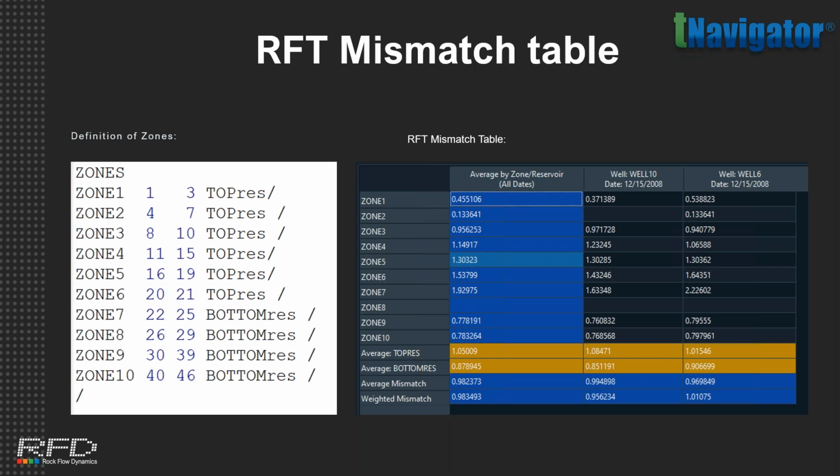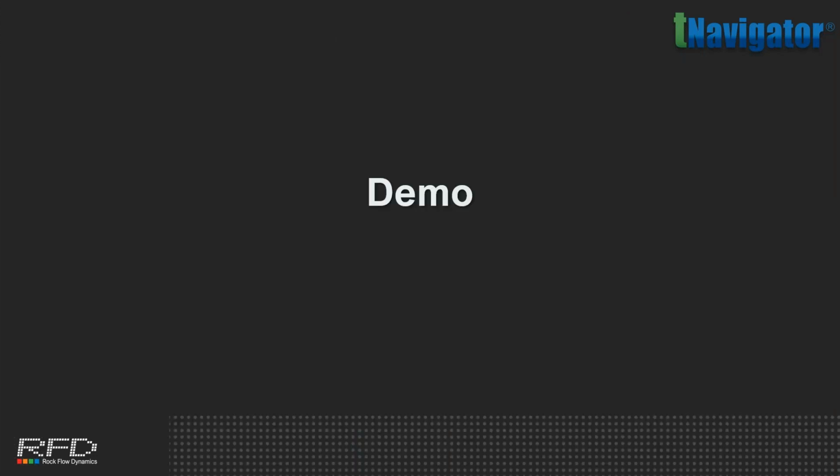The mismatch for the wells in these zones is an arithmetic mean of all mismatches. And it uses the same method for all the different zones and wells.